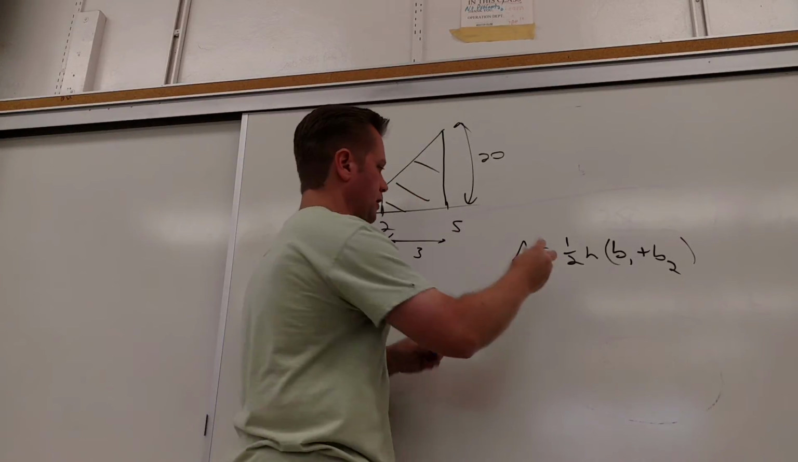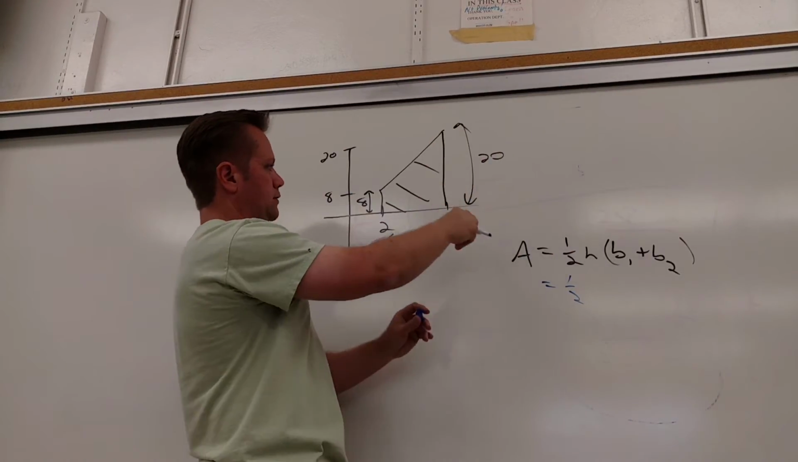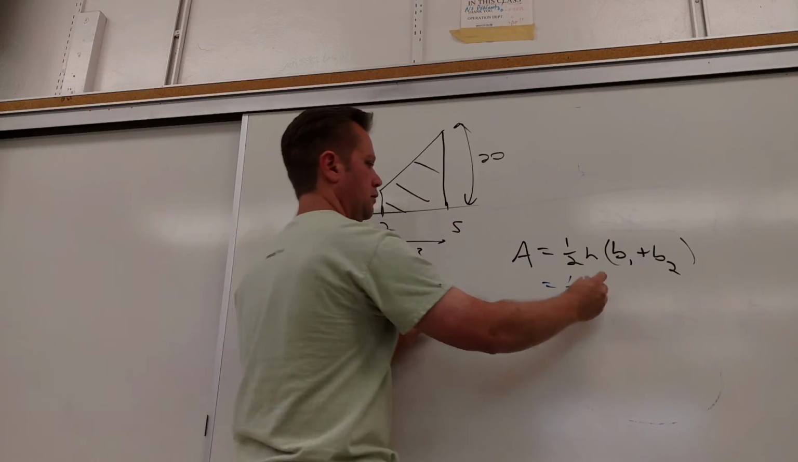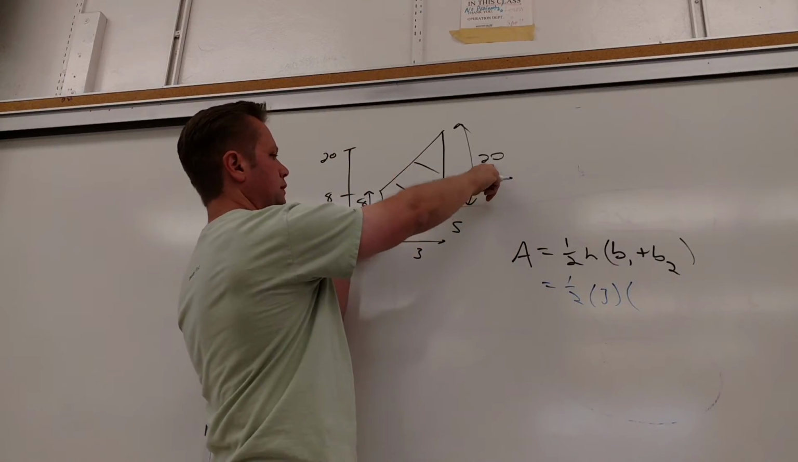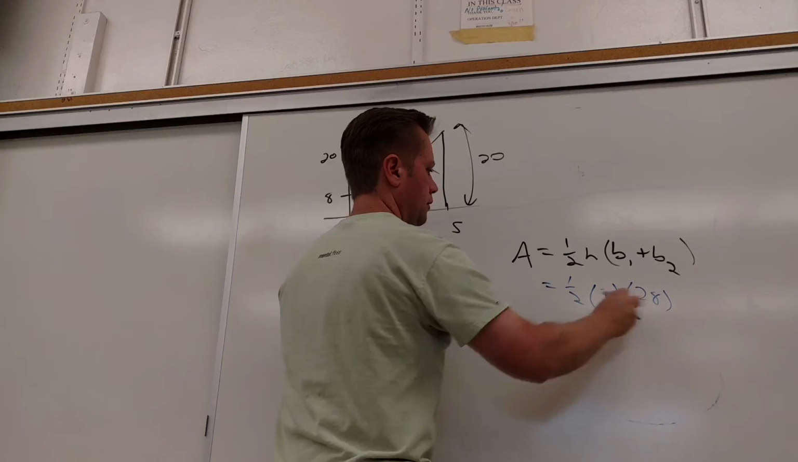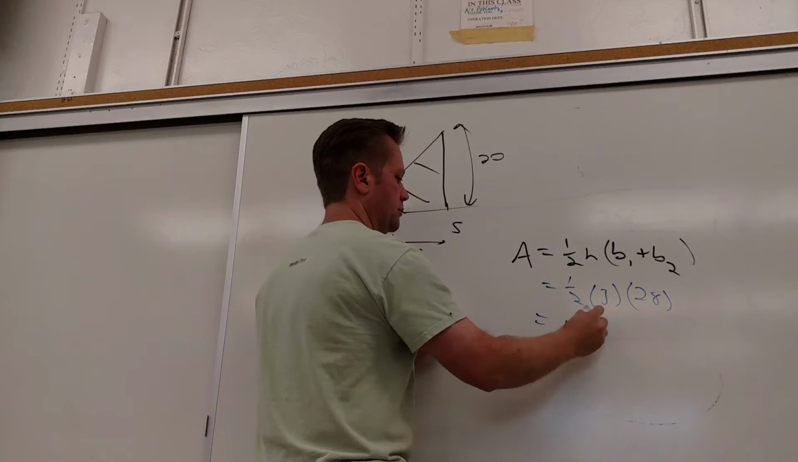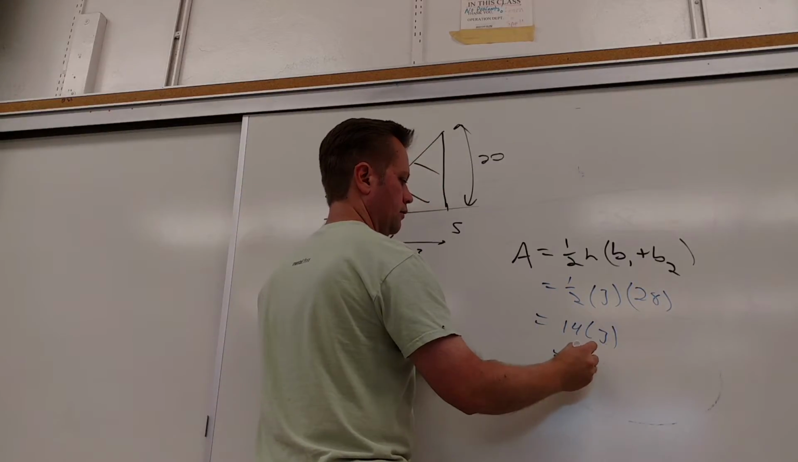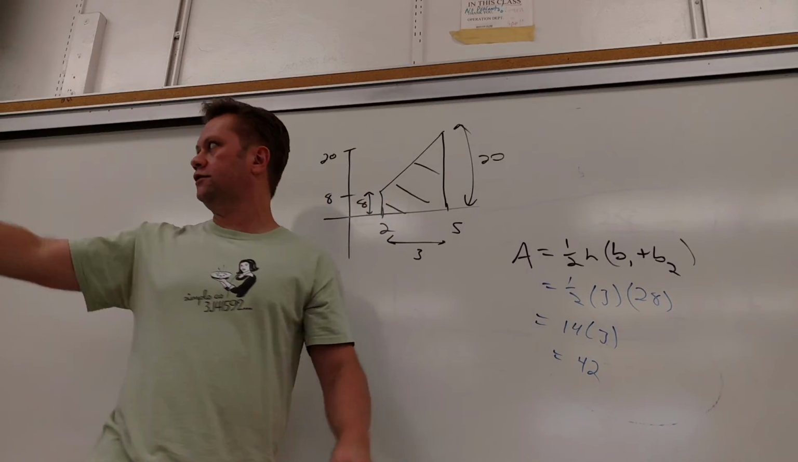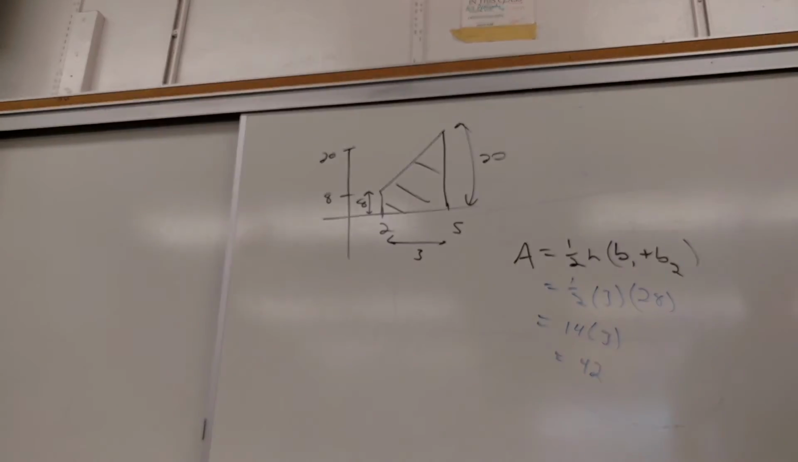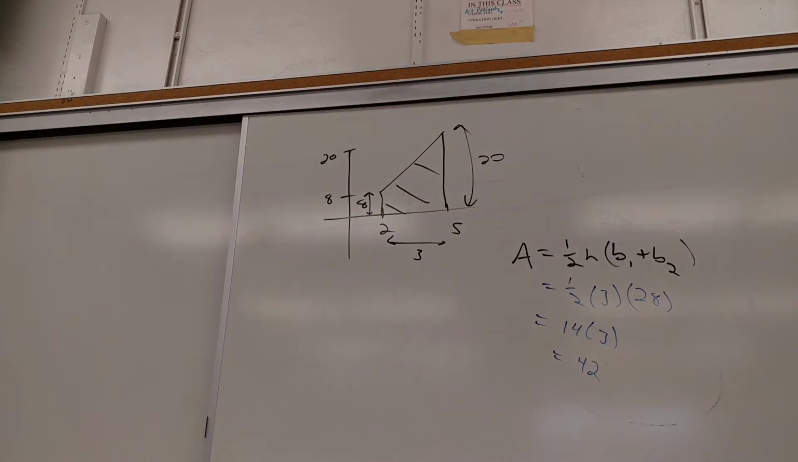Yeah, so if you plug stuff in, what's the height? Well, it's kind of laying on the side. So the height is 3. And the sum of the bases is 28. Half of 28 is 14. 14 times 3 is 42. Which is, of course, what you get after doing all this stuff.